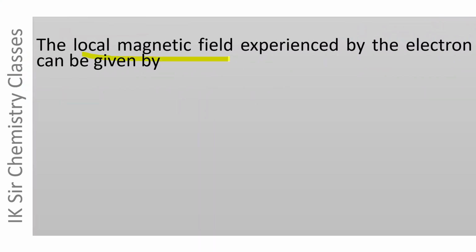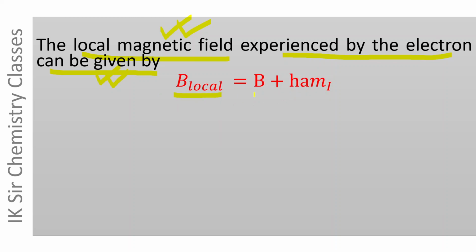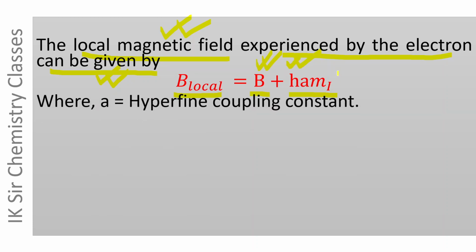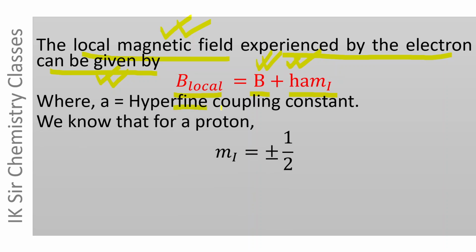The local magnetic field experienced by the electron in hydrogen atom can be given by the expression B local is equal to applied magnetic field plus h a m I, where B is external magnetic field which has been applied, h is Planck's constant, and m I is the nuclear angular momentum quantum number, a is hyperfine coupling constant. It may also be denoted by capital A.